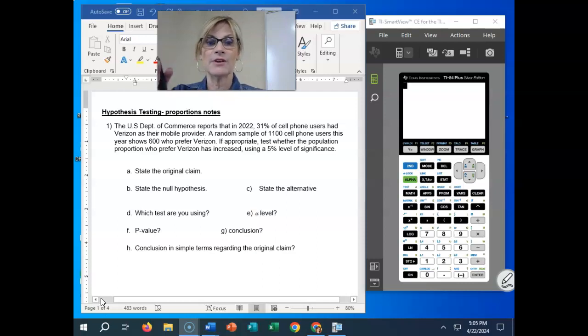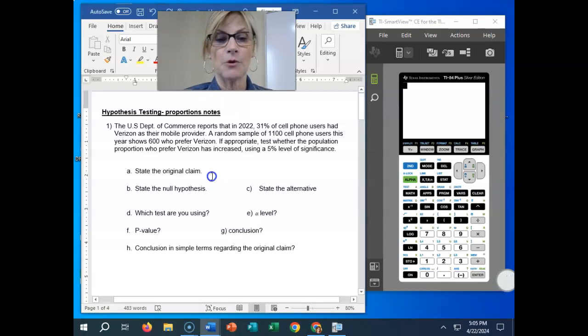We're going to write down everything we know. Okay, test the original claim. The proportion has increased, so that means that the proportion is greater than 31%. Or you could write it as the proportion is greater than 0.31.